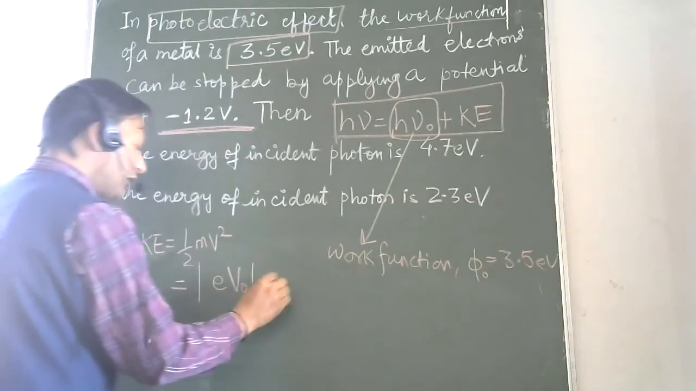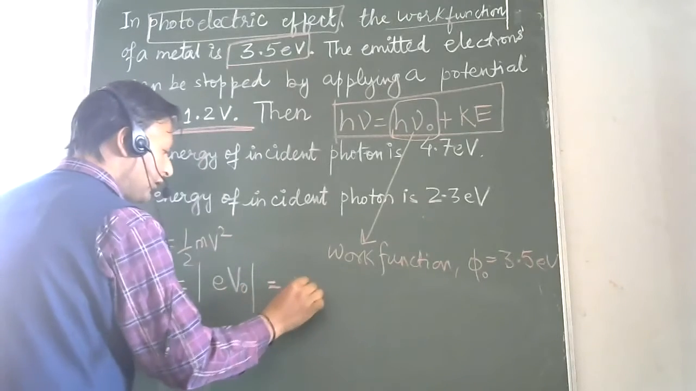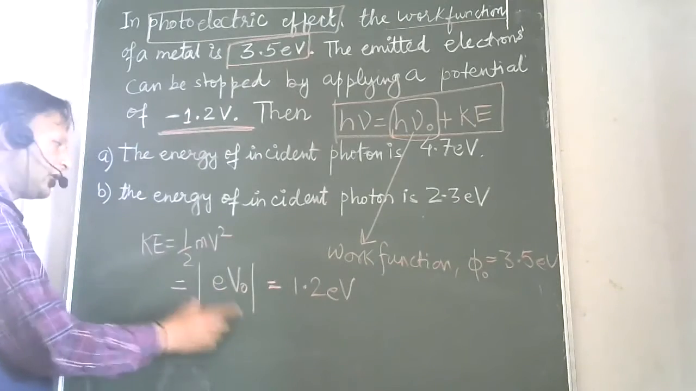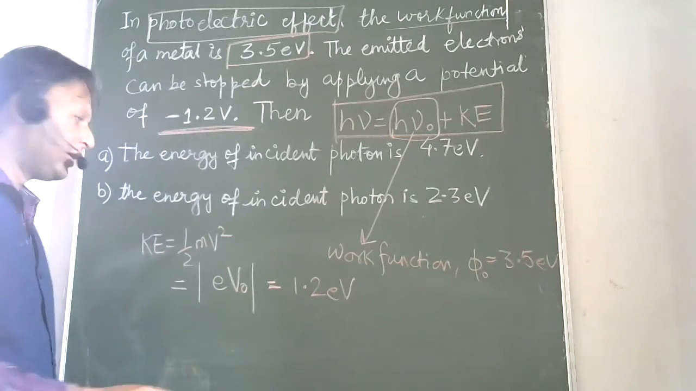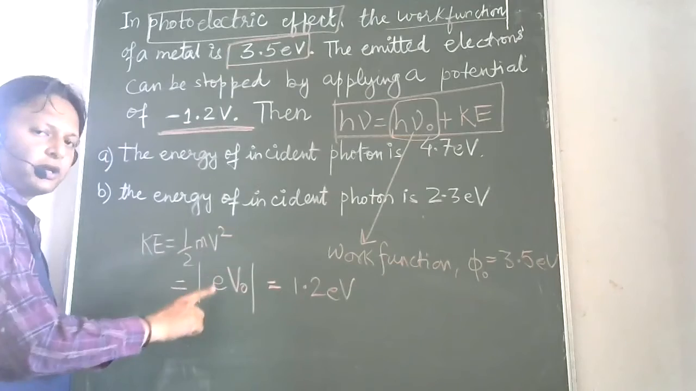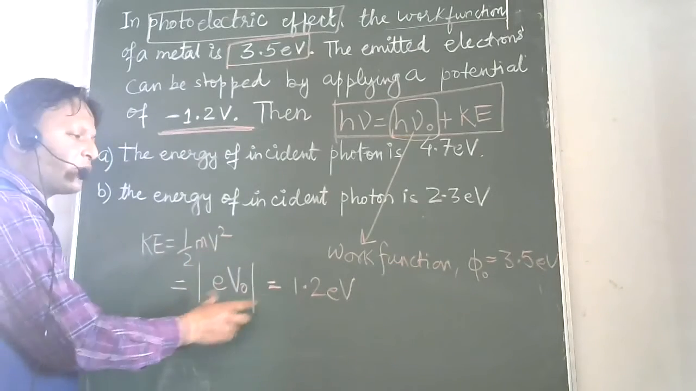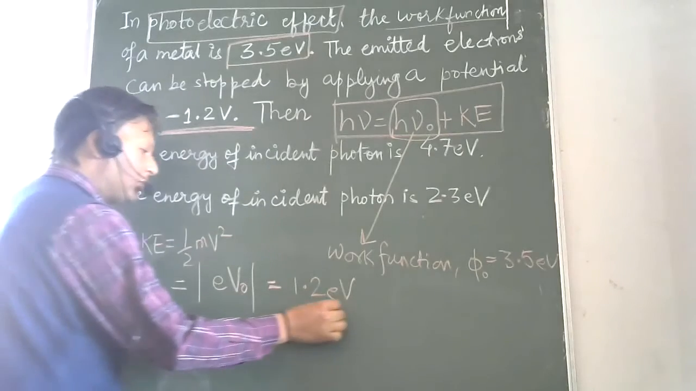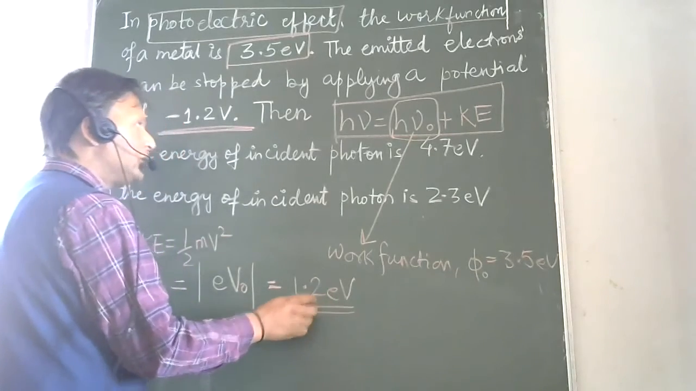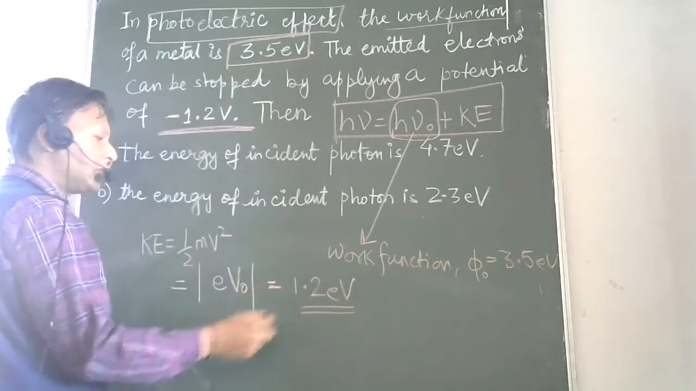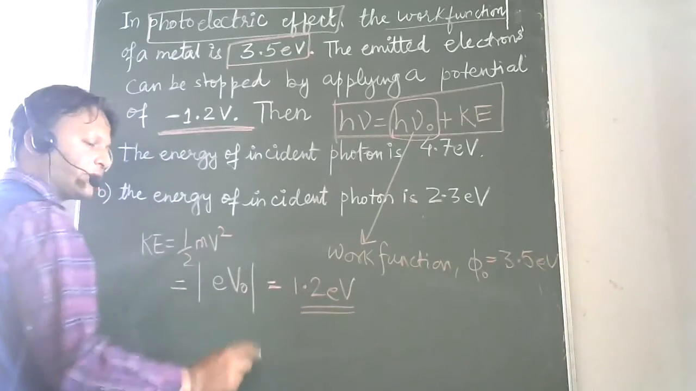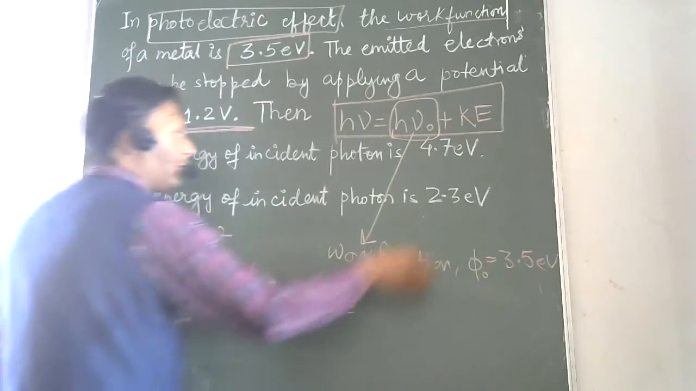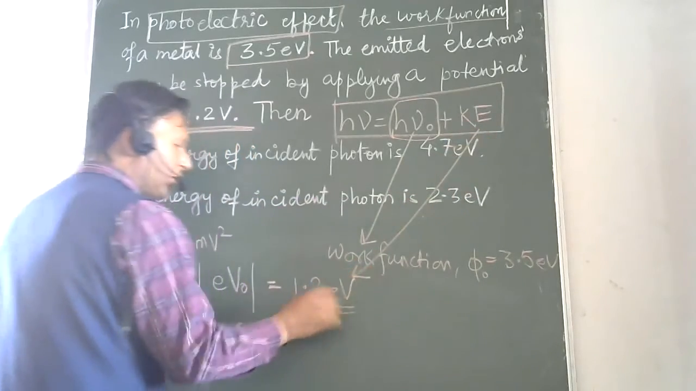So what we can write over here is 1.2 electron volts, because we have to take the modulus, since kinetic energy is never negative. We can't put a negative sign over here, or if we do put a negative sign, we have to take the modulus so that the value comes out positive. I keep this in electron volts, because all the other things are given in electron volts only, so I have not put the value of e over here. So this is your kinetic energy, 1.2 electron volts. Now we have the kinetic energy as well.